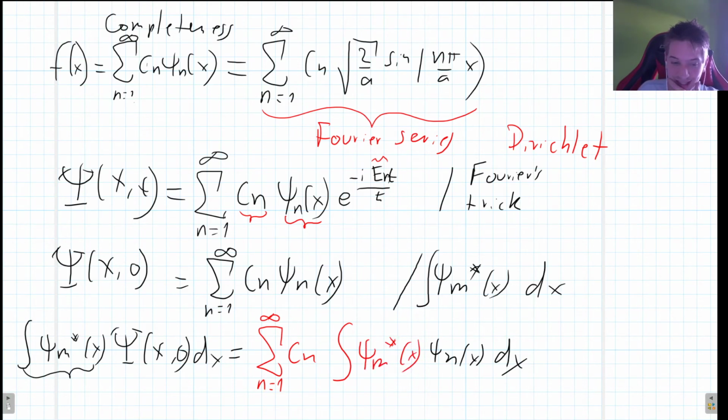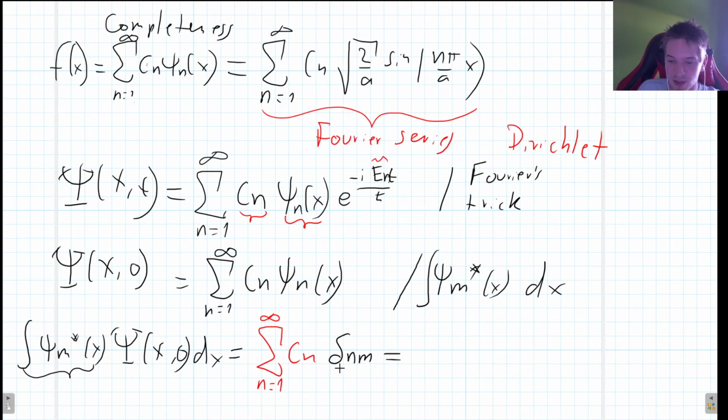of psi m times psi n dx. And what is the point of this? This is exactly why we do the Fourier trick, because now this right here is going to be the Kronecker delta. This is what we already saw. This is just an inner product between psi m and psi n. And we know that if m and n are the same, it's going to be 1. If they are different, it's going to be 0.